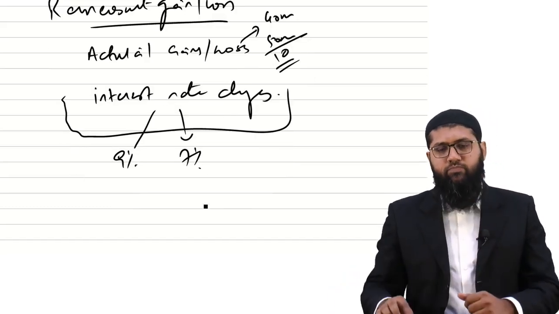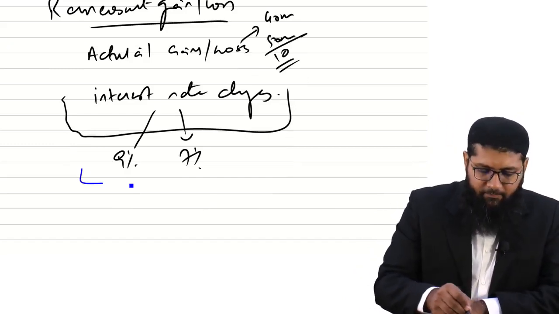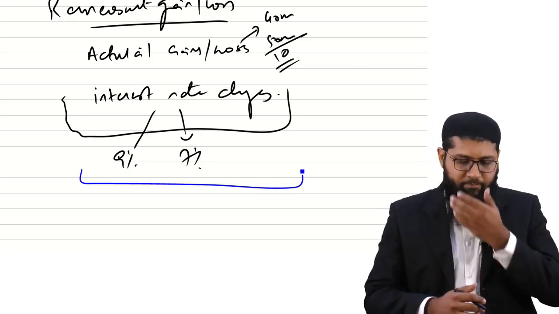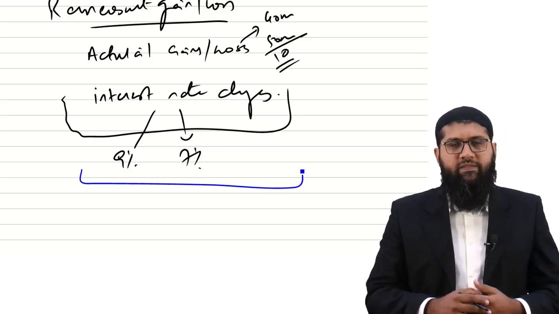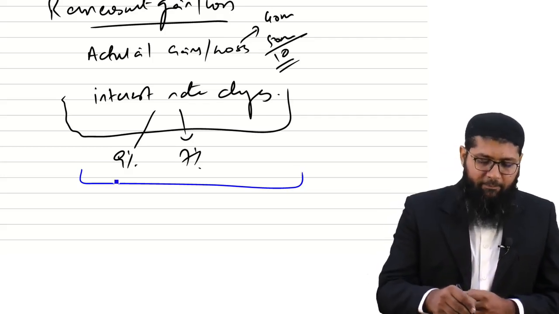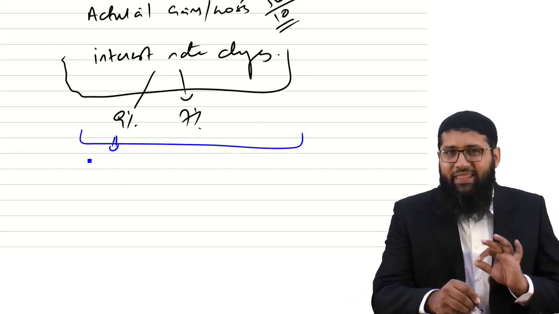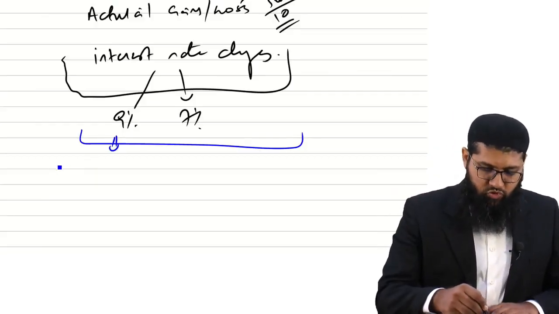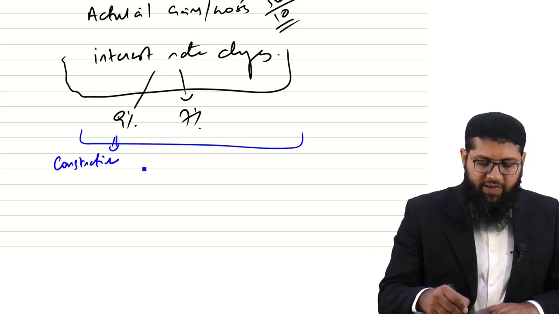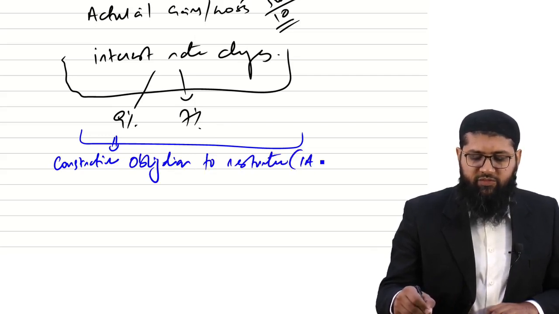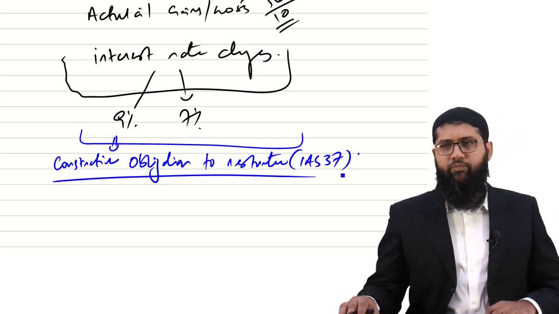Now try to understand something. On the basis of all this, what is actually going to happen is that you need to tell them that, look, you cannot recognize everything in the OCI. You cannot classify everything as remeasurement gain or loss. So we need to see, in accordance with IAS 37, if the constructive obligation to restructure exists or not.